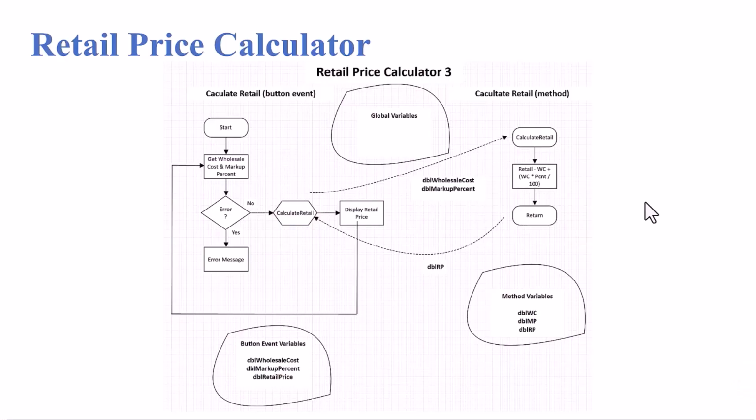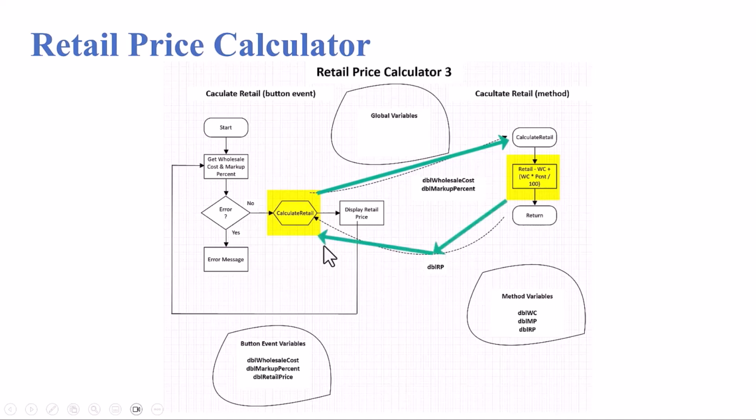Let's take a look at Retail Price Calculator 3. We're going to make some changes in the program. Not much. But you can take a look right now. We've got the same program we've used before. We're getting the wholesale cost and the markup percent. We're checking for errors, giving an error message, returning back. We've got to calculate retail, which is going to take those things off to a method that's going to do the calculation of wholesale cost times the markup percent. And then divide that by 100, and you get the answer, and it returns it back.